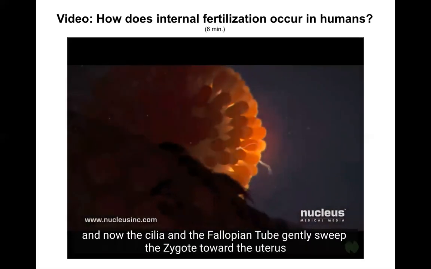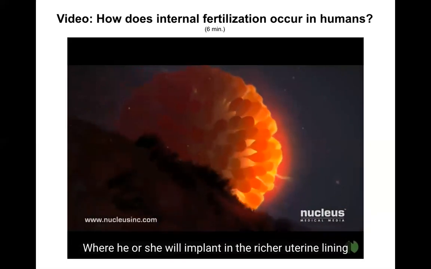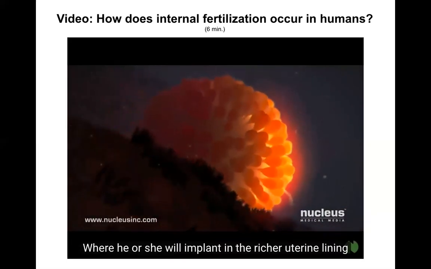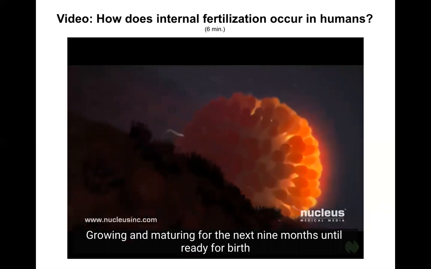And now the cilia in the fallopian tube gently sweep the zygote toward the uterus, where he or she will implant in the rich uterine lining, growing and maturing for the next 9 months until ready for birth.